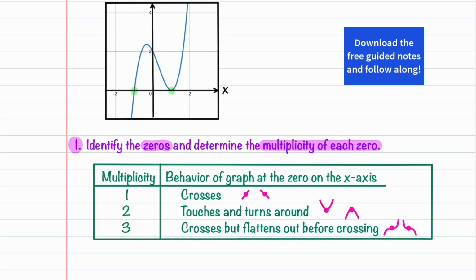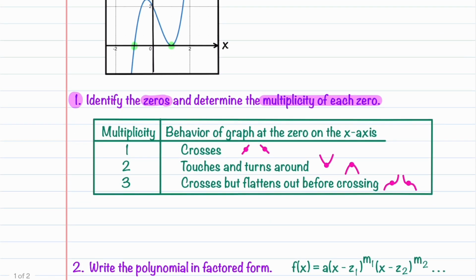Let's go ahead and write these down. We have a 0 at x is equal to -1, and our graph crosses the x-axis at that point, so our multiplicity is going to be 1. So I'm going to write down m is equal to 1. Now let's look at our next 0. It occurs where x is equal to 1. And when x is equal to 1, the graph touches the x-axis and turns around. So that tells us that the multiplicity is going to be 2. So let's write down m is equal to 2.